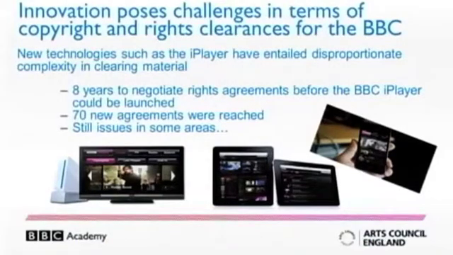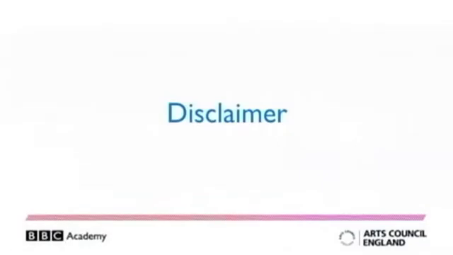It took us about 8 years to negotiate the rights for iPlayer. I personally spent 3 years of my life working on iPlayer, getting that ready. So I was there, and I know the pain we went through to get that, but we did it, and we got there. We reached 70 new agreements, and even now, 5 years later, to the day pretty much, we still have some issues with certain rights holders. So it's not a complete 100% success rate. And that's after 8 years or more.